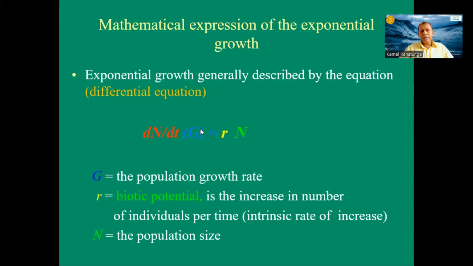This kind of equation is actually called a differential equation: dN/dt, or delta N divided by delta t, and that is the growth rate. The population growth rate equals r times N. Now you know that the biotic potential is r and N is the population size. So this equation is very important, and it is the mathematical expression of exponential growth. Mathematically, you can explain exponential growth with this equation.